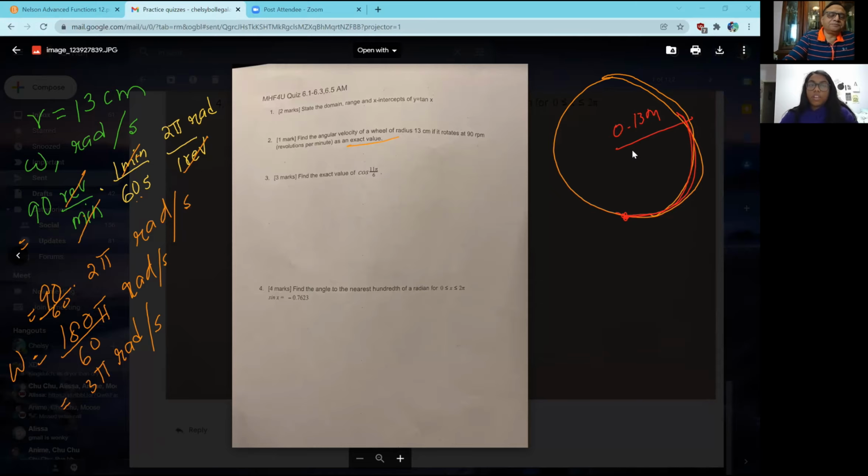Perfect? Okay. So this is all you would need to do to find angular velocity. Simple as that. Just convert from revolutions per minute to radians per second. You get your angular velocity. Nothing else. Okay. So you don't need to use the formula theta over time, or s equals R theta? Not required.